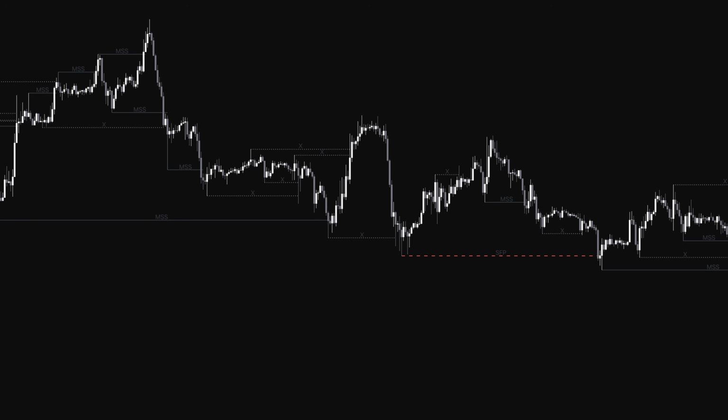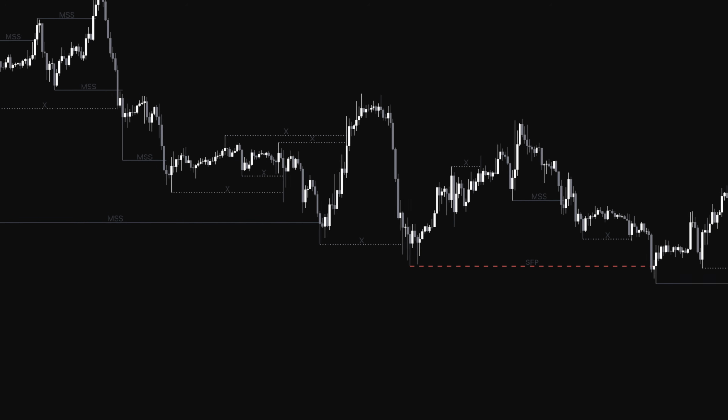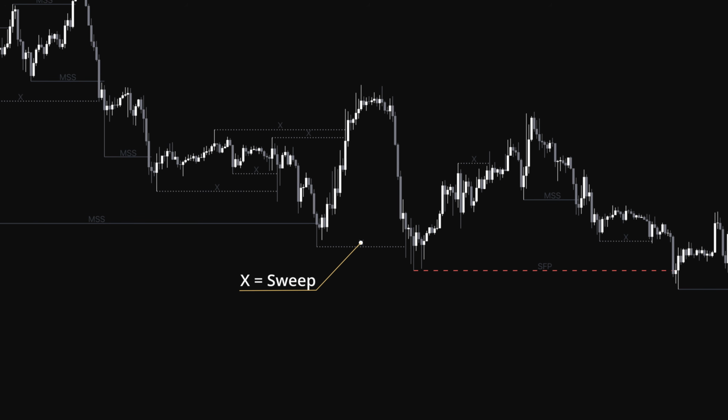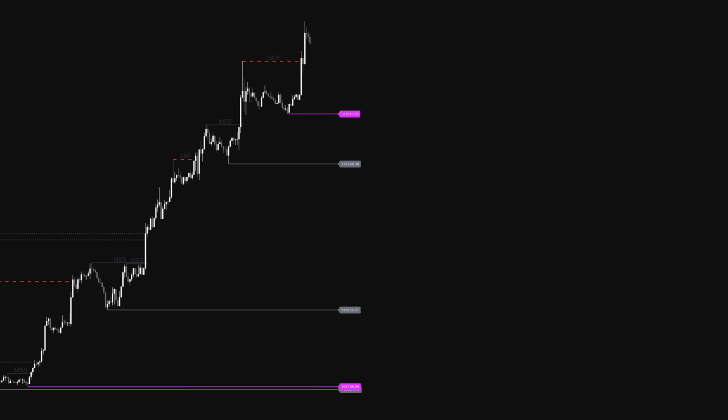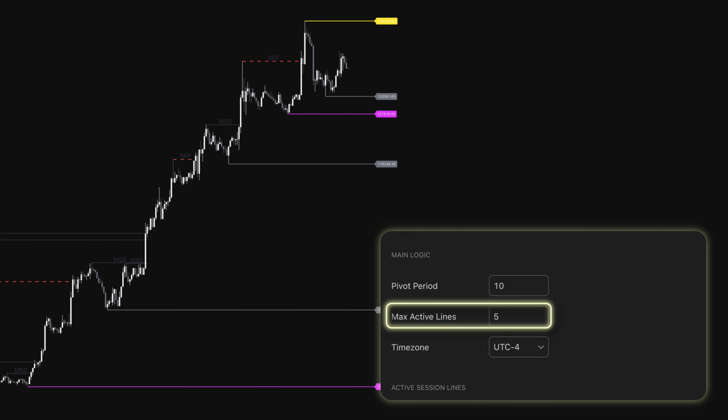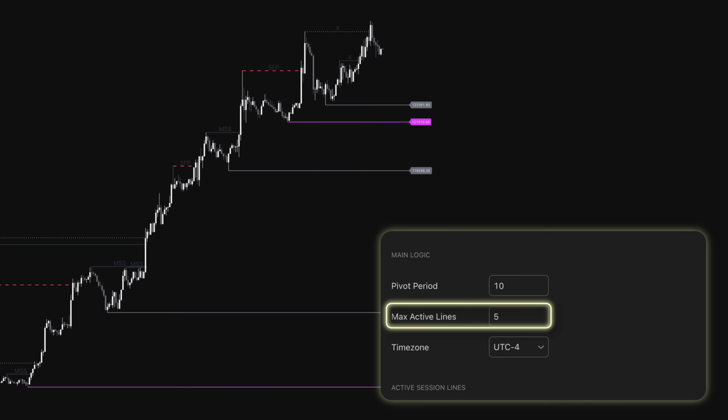The three-state classification evaluates price interaction. X marks sweeps where wicks touch but close back opposite side. SFP identifies swing failures, where close crosses with previous close on opposite side. MSS denotes structure shifts when close breaks through and continues across consecutive candles. Array management limits active lines to a user-defined maximum, automatically removing oldest levels when new pivots emerge.